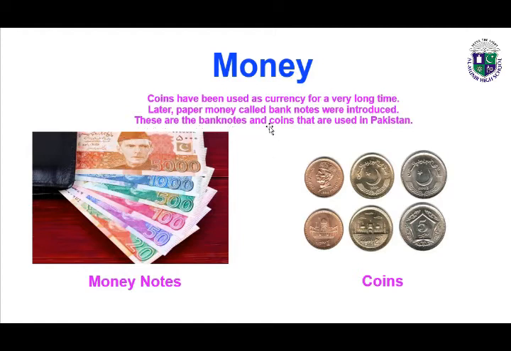These are the banknotes and coins that are used in Pakistan. You can see, students, this currency is used in our Pakistan. These are the money notes and these are the coins. You can see here 1 rupee coin, 2 rupee coin and 5 rupees coin. And here you have 20, 50, 100, 500, 1000, 5000 rupee money notes. So these bank notes and coins are used in Pakistan as a currency.